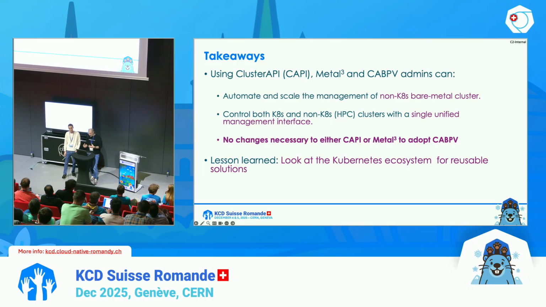And in general, if there is a lesson learned from our perspective, it is that the Kubernetes community has tackled so many problems, so many challenges, because people used it in so many different ways. So the main lesson would be to look at the Kubernetes ecosystem, even if it's not a one-to-one match with your problem, and see if there are reusable solutions or at least inspiration that you can get from the community.